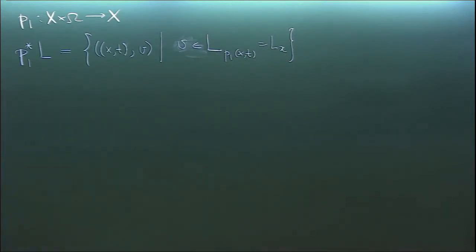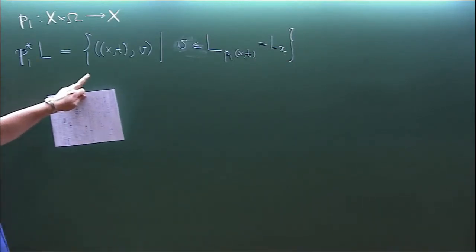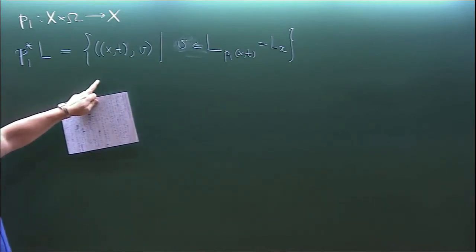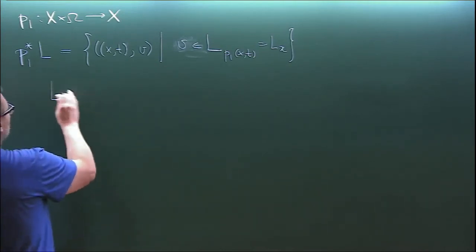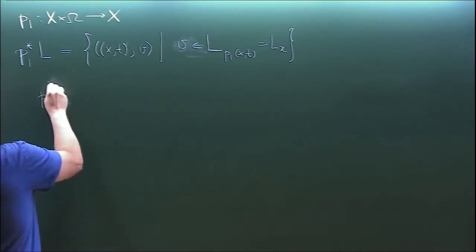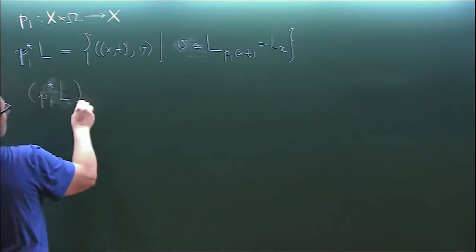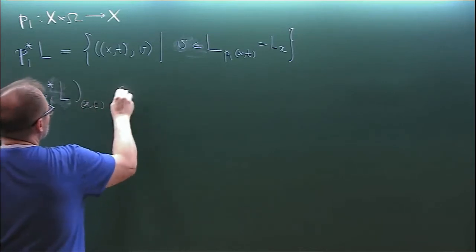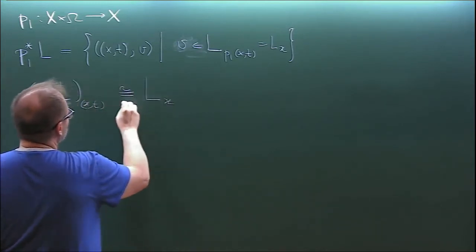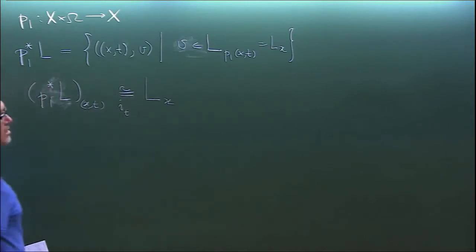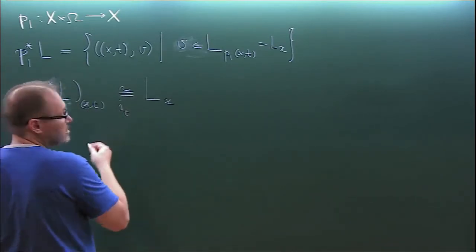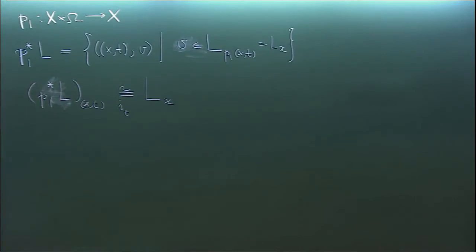If you look at the fiber over the point (x, t), it's exactly the fiber of L over x. So there's a natural isomorphism. This is naturally isomorphic to L_x, and sometimes I'm going to call this isomorphism I_t. As I said, this looks like a convoluted way of saying you have a family of metrics depending on a parameter, but you will see why I choose to use this.